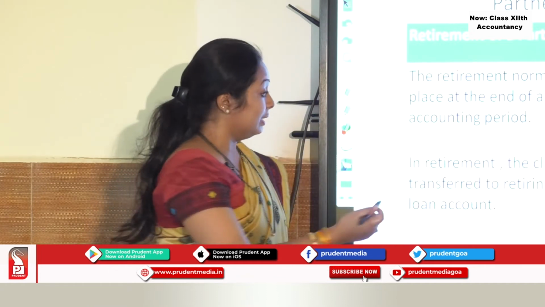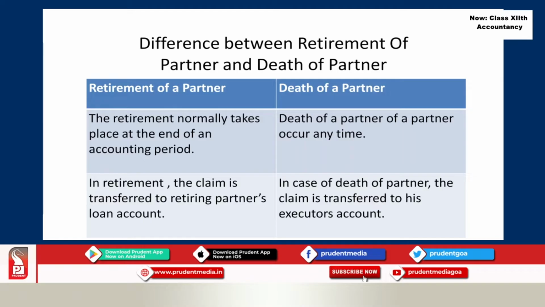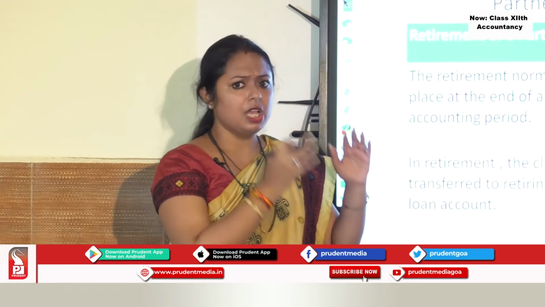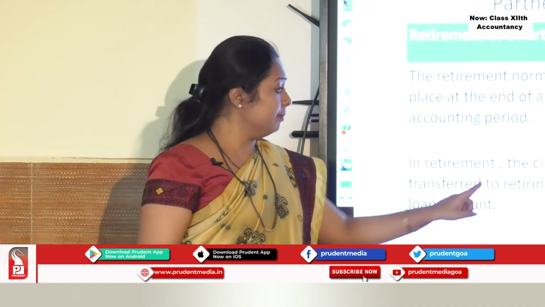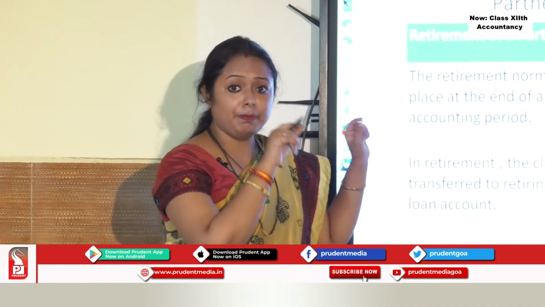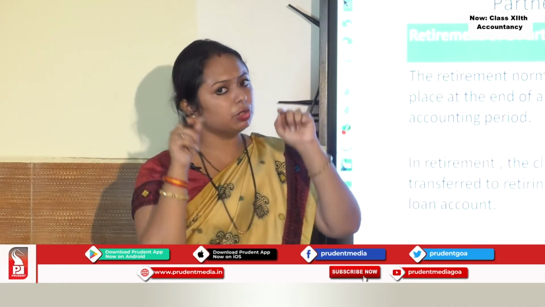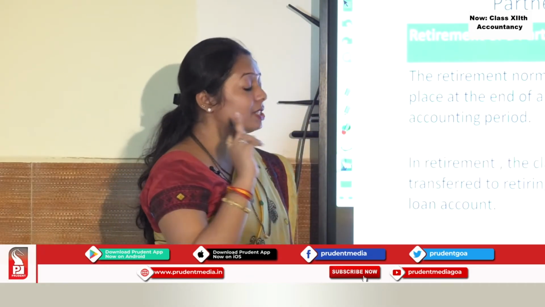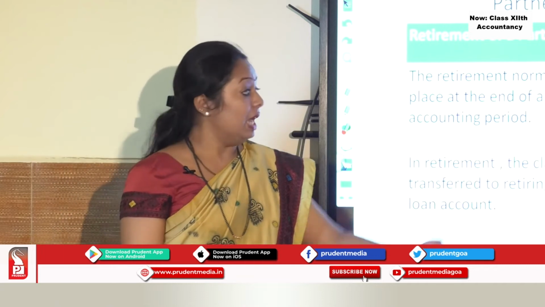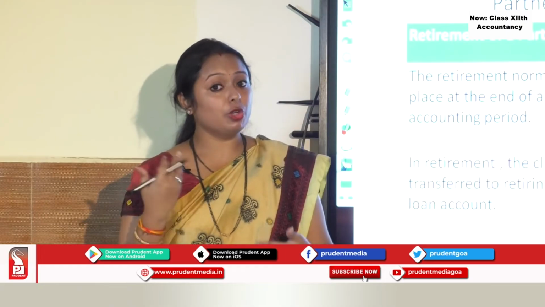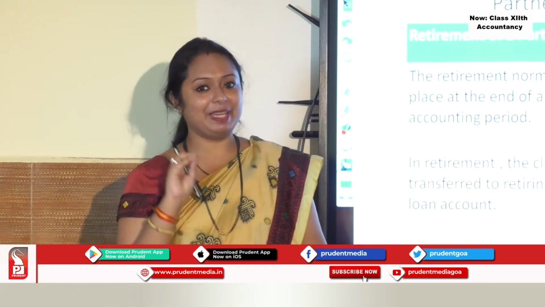Right? Simple. Then in retirement, the claim is transferred to whose account? The retiring partner's capital account, because the partner is still alive. When the partner retires, all the claim, that is the amount due to him, is transferred to his loan account itself. For example, if C retires, the amount will be transferred to C's loan account itself. Whereas what happens in case of death? The claim is transferred to his executor account. This we have already studied just now. It is transferred to his executor account, or to the legal representative.